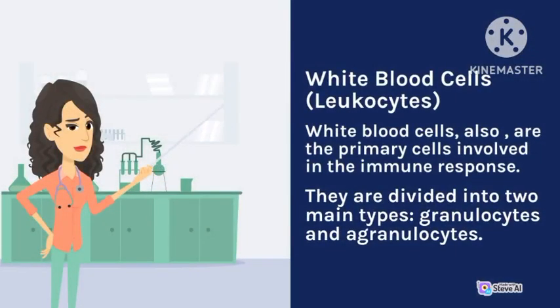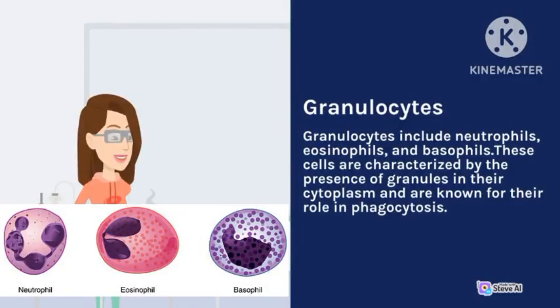White blood cells, leukocytes. White blood cells are the primary cells involved in the immune response. They are divided into two main types, granulocytes and agranulocytes. Granulocytes include neutrophils, eosinophils, and basophils. These cells are characterized by the presence of granules in their cytoplasm and are known for their role in phagocytosis.